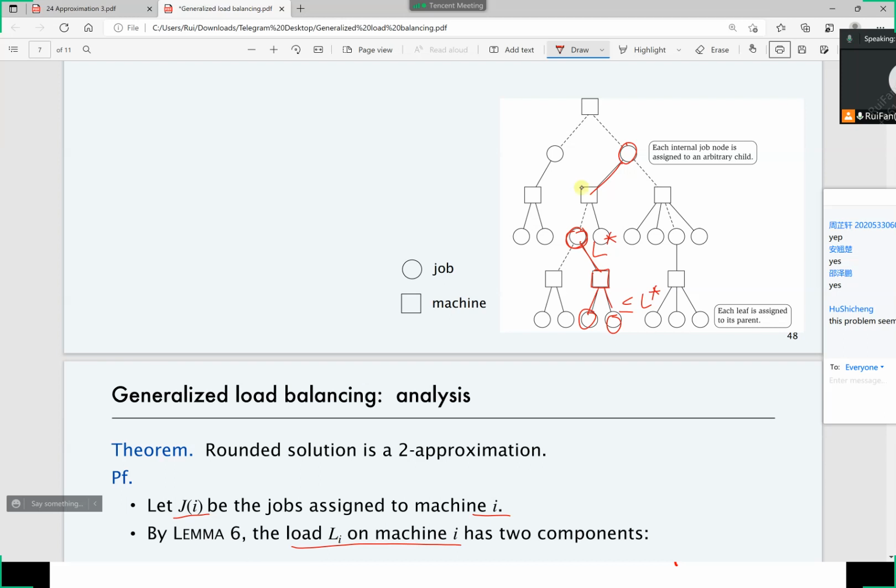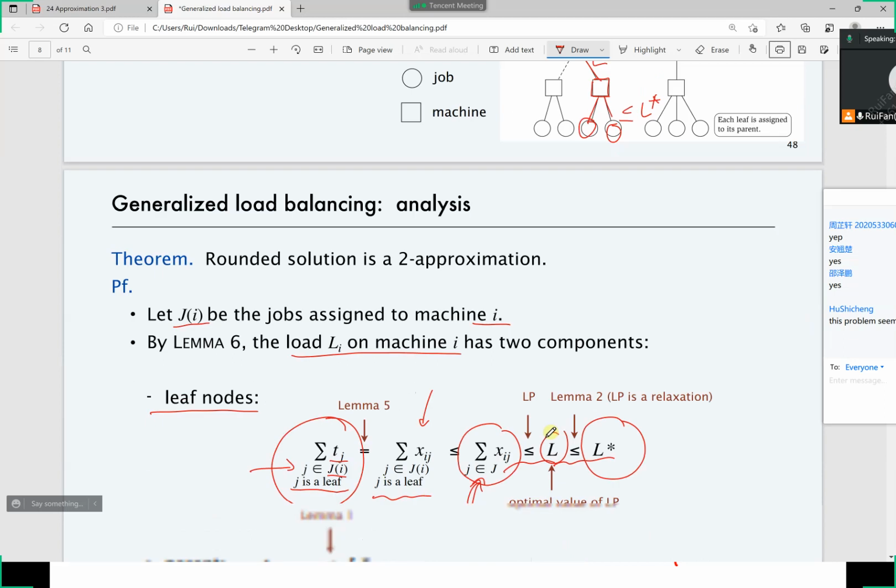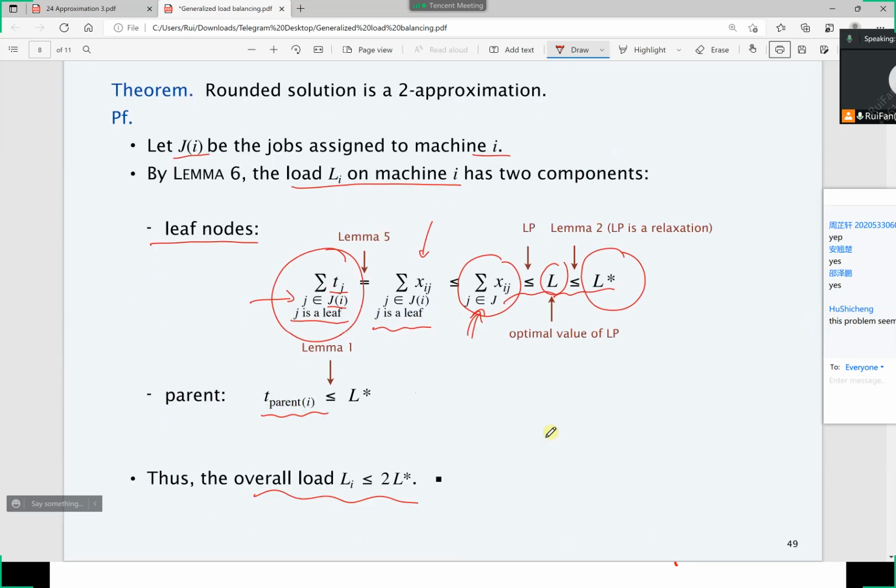And this holds for any machine. For this machine, it's not being assigned these 2 leaf nodes, it's being assigned just one parent node over here, and this is less than L star. Therefore the rounded solution is a 2-approximation, because the load from both the leaf nodes and from the non-leaf nodes are both less than L star individually. So their total is less than 2 L star. Any questions about this part?